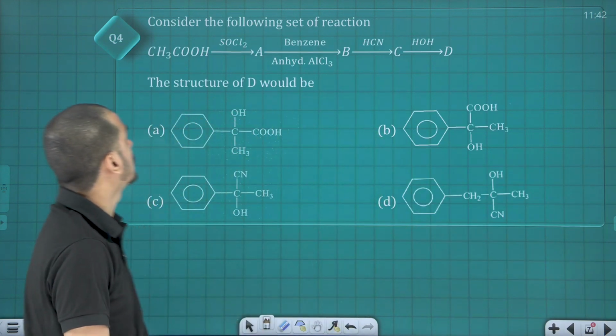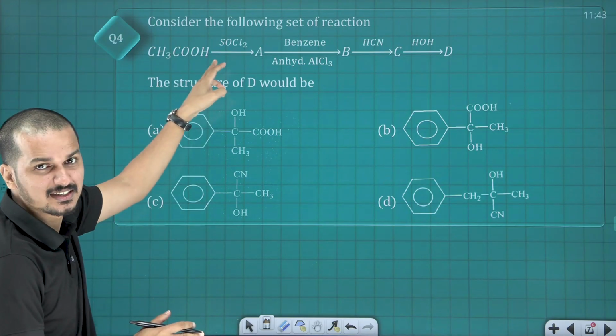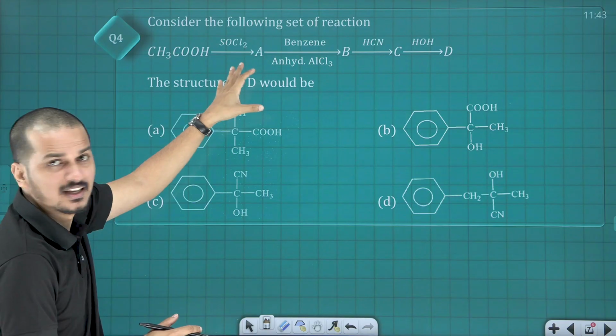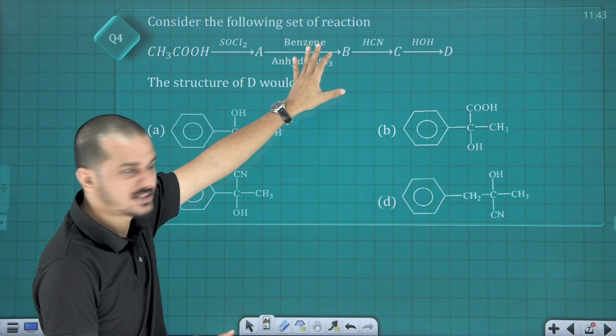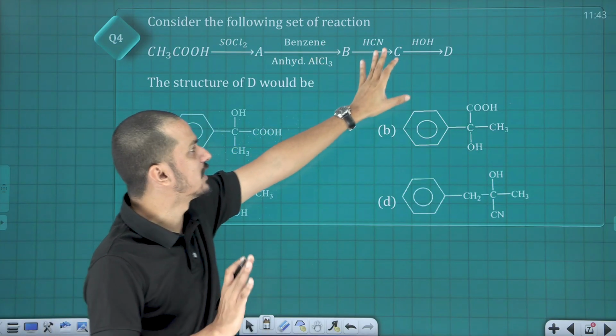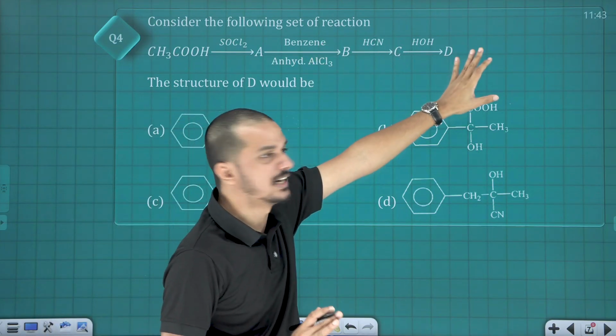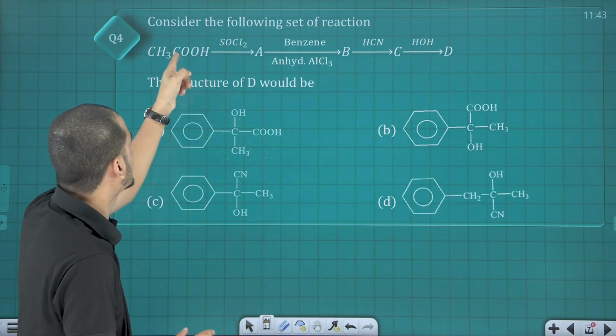Next, we can go to the next question. Here they have given acetic acid. They have given one reaction. That reacts with SOCl2, you are getting A. That you are treating with benzene and anhydrous AlCl3, you are getting B. That you are treating with HCN, you are getting C, which on hydrolysis you are getting D. They are asking what the structure of D could be. So let's start with the CH3COOH.